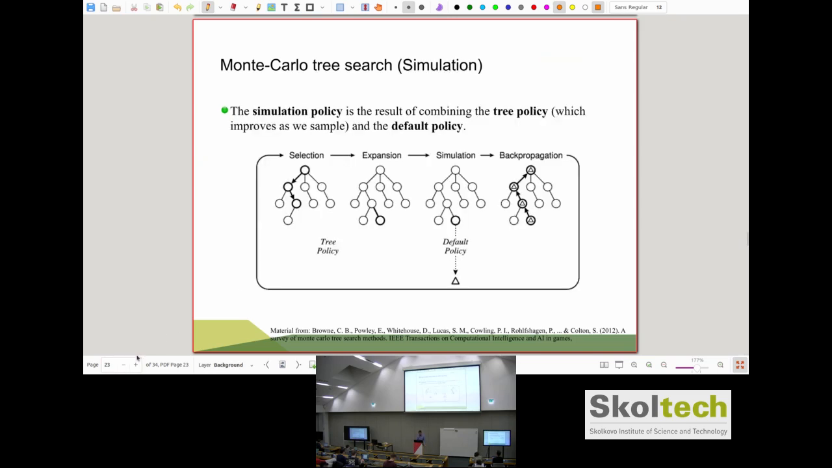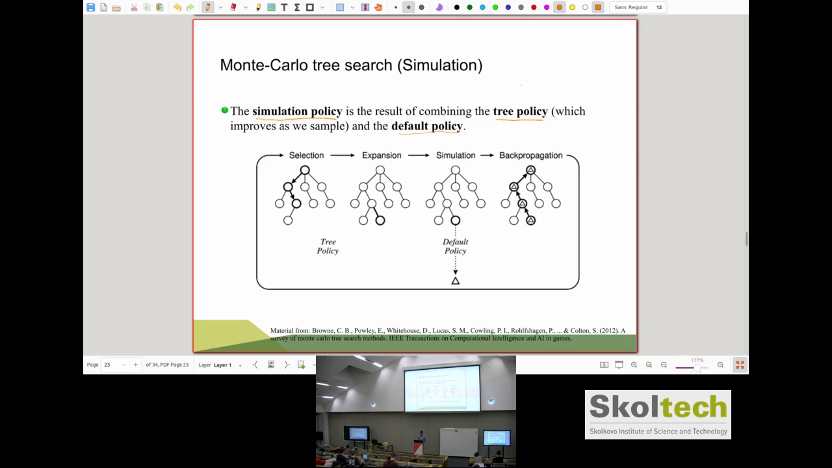Okay, high-level description. Let's see this a little bit more in detail, because I think for this we need examples. As I said, the simulation policy is the result of combining the tree policy, which improves as we sample, and the default policy. So what is this, right? What is this thing?